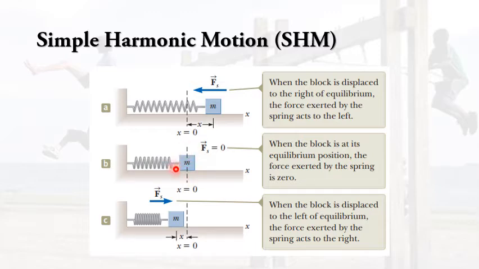Maybe initially it will oscillate a few cycles, but when it stops, this is where we call the equilibrium position, when it is not moving. So if you pull the object to the right of the equilibrium, it means you're increasing its displacement. The displacement is going to the right.